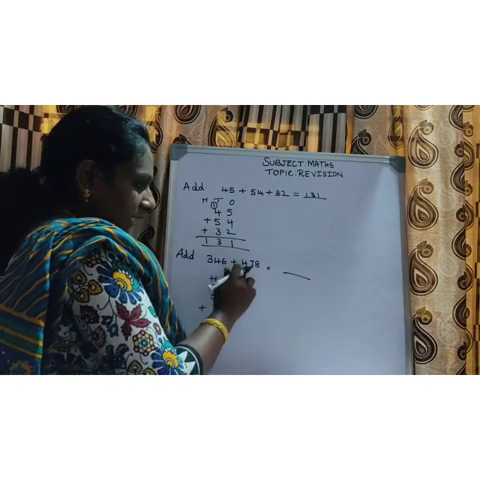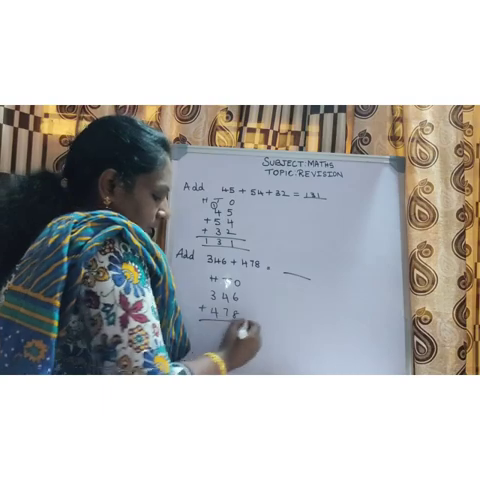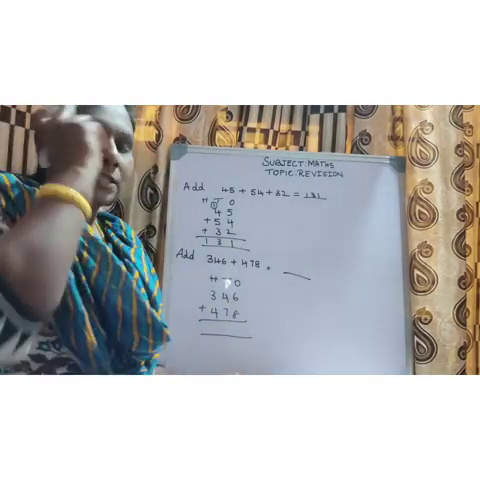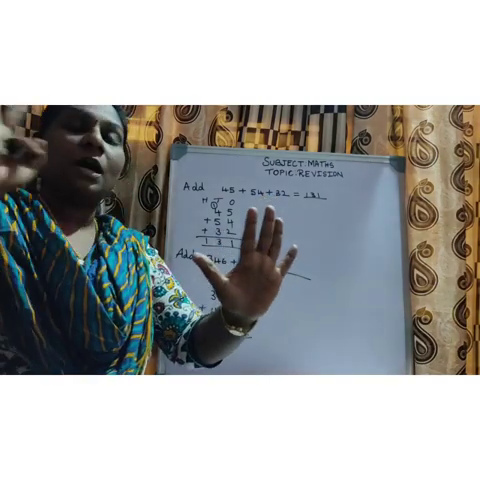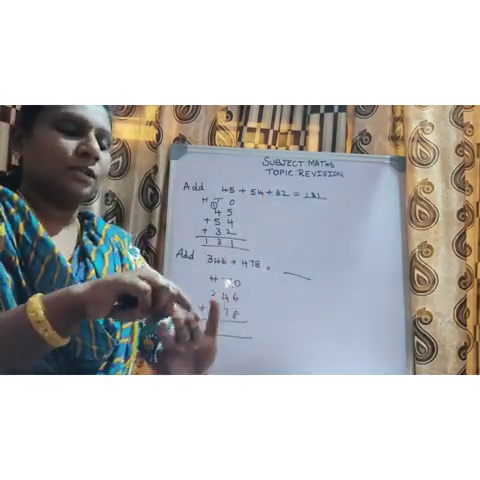346 plus the second number, what we have to add is 478. Okay, so 6 plus 8. 6 in your mind, 8 show it in your finger. After 6, 7, 8, 9, 10, 11, 12, 13, 14.